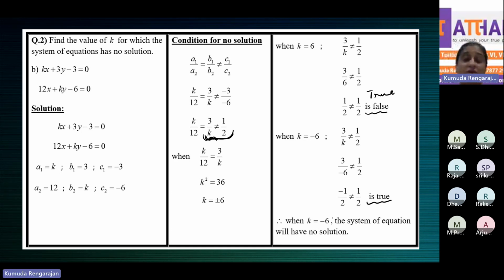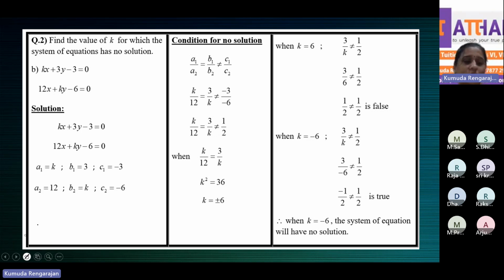This is true. Sorry, I got a message. So this is true. So where is it true? Only when k is minus 6, it's true. When k is 6, this part is not, meaning this part should be not equal, but you're getting equal. Half is equal to half.